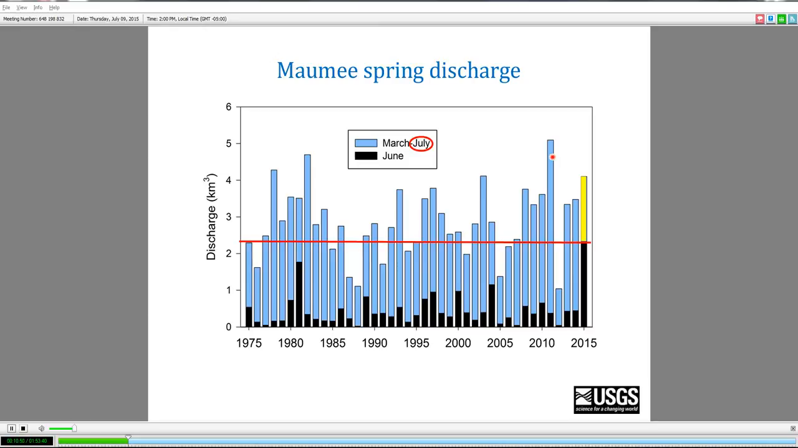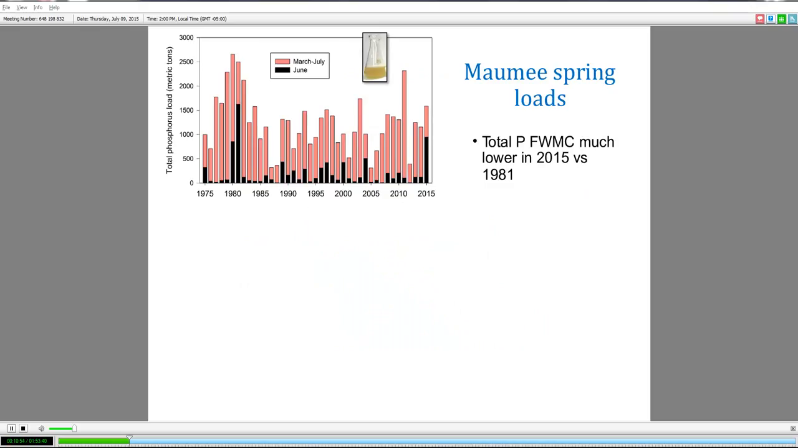So a very big June discharge. Again, this is just water, but if we turn this into the spring loads, first total phosphorus up here on the top, you can see that in the 1980s we had much higher total phosphorus loads during this period of time compared to 2015. But if we look at June in particular, you can see we've had the second highest June total phosphorus load compared to 1981, which is right at our peak.